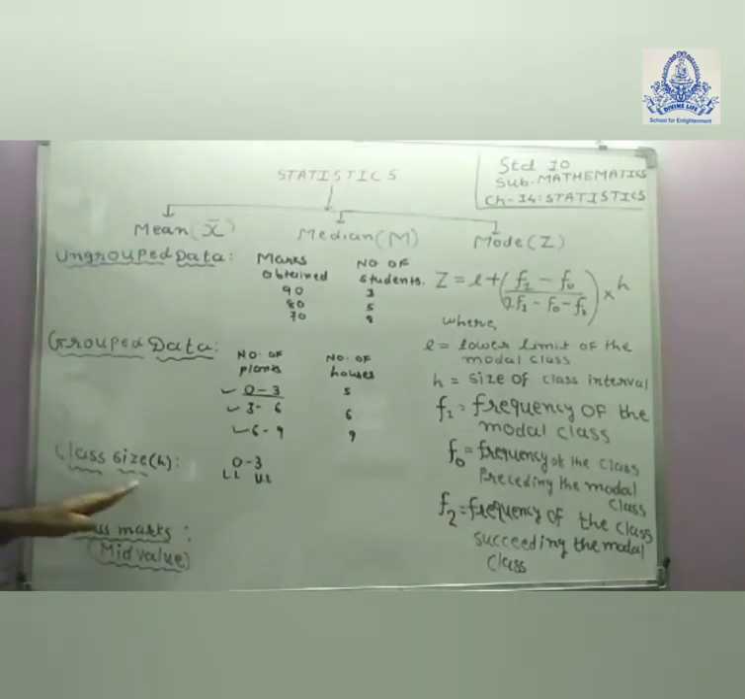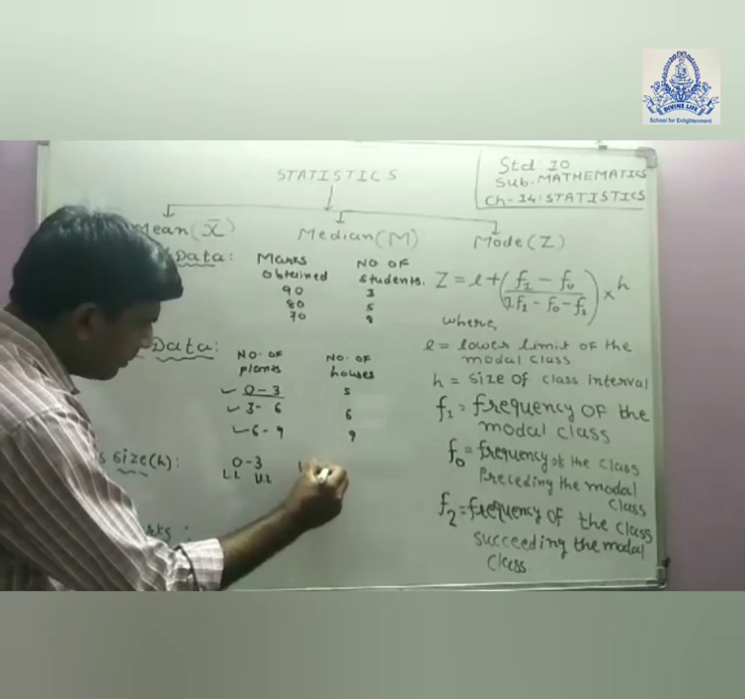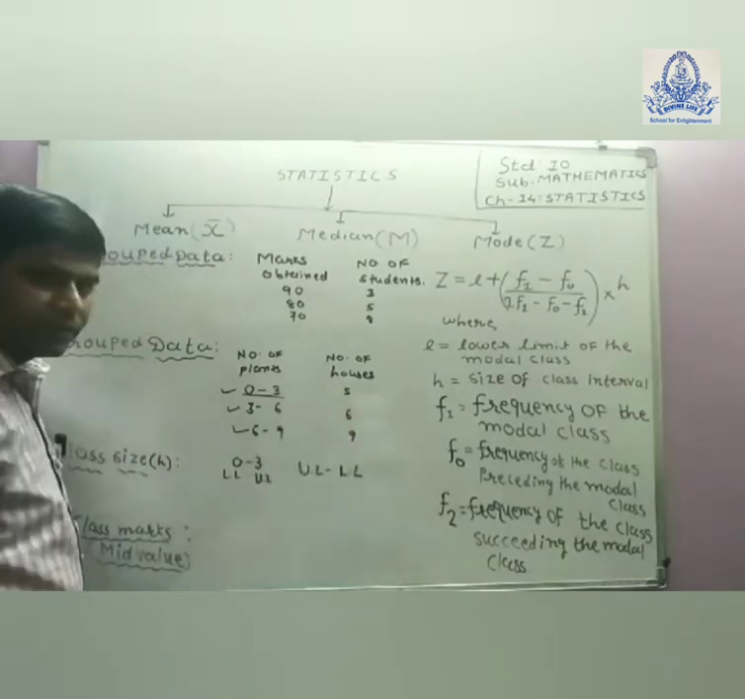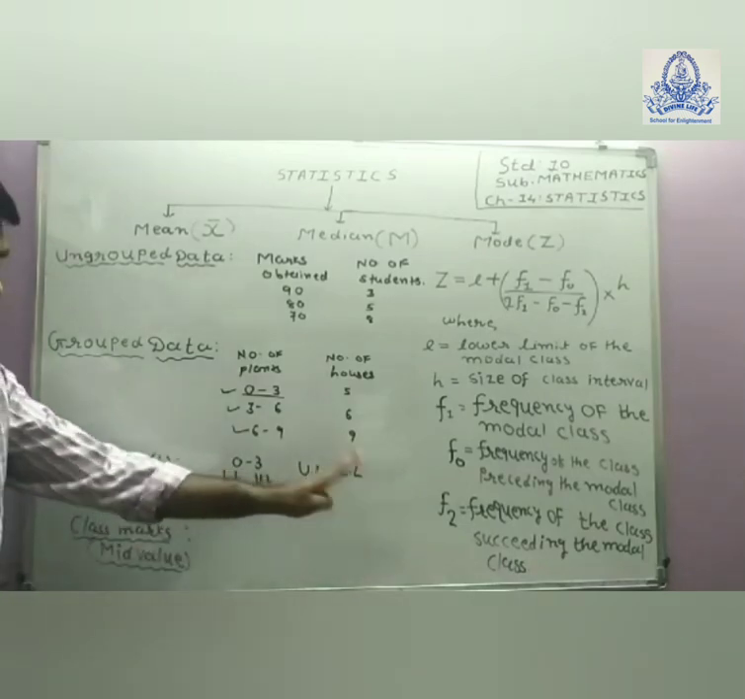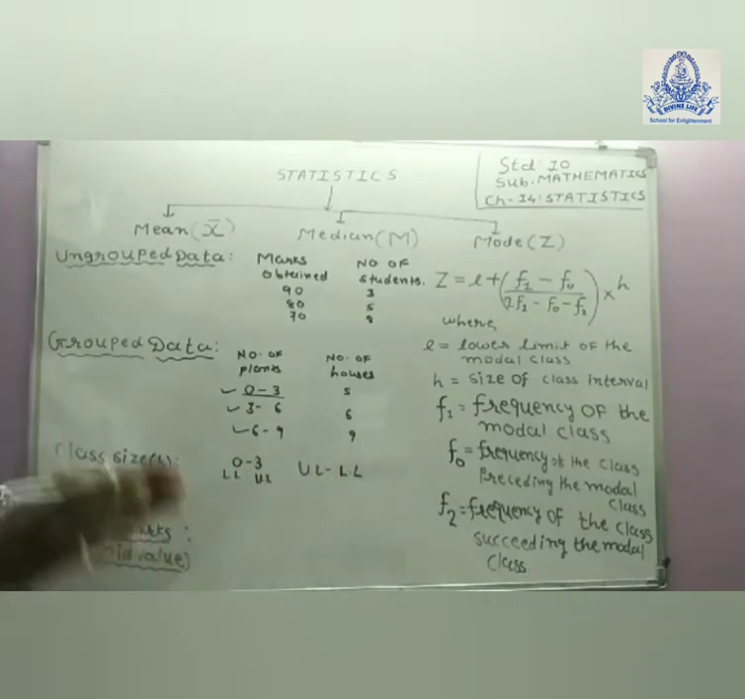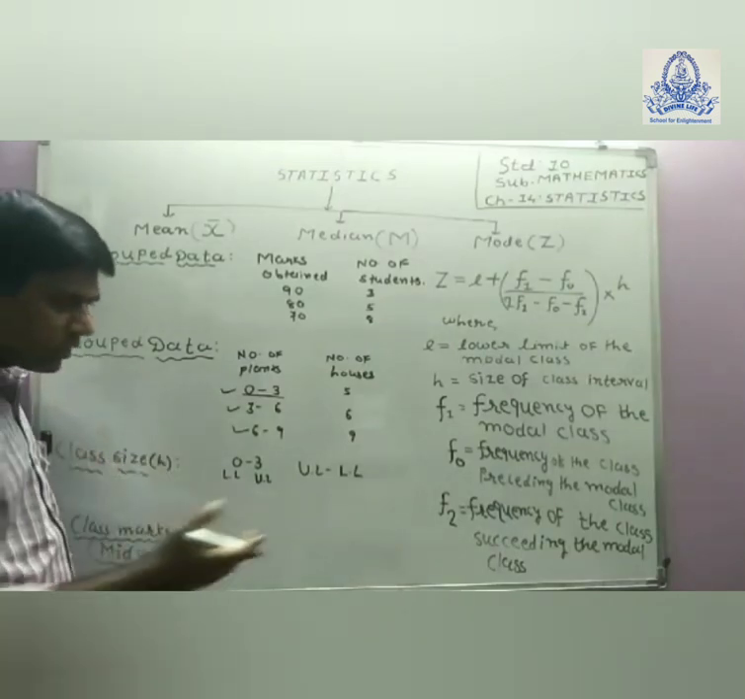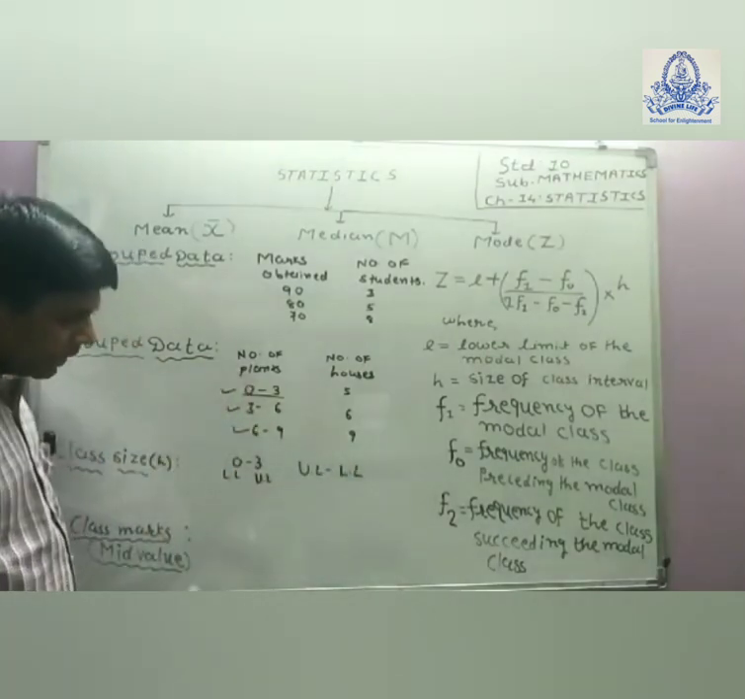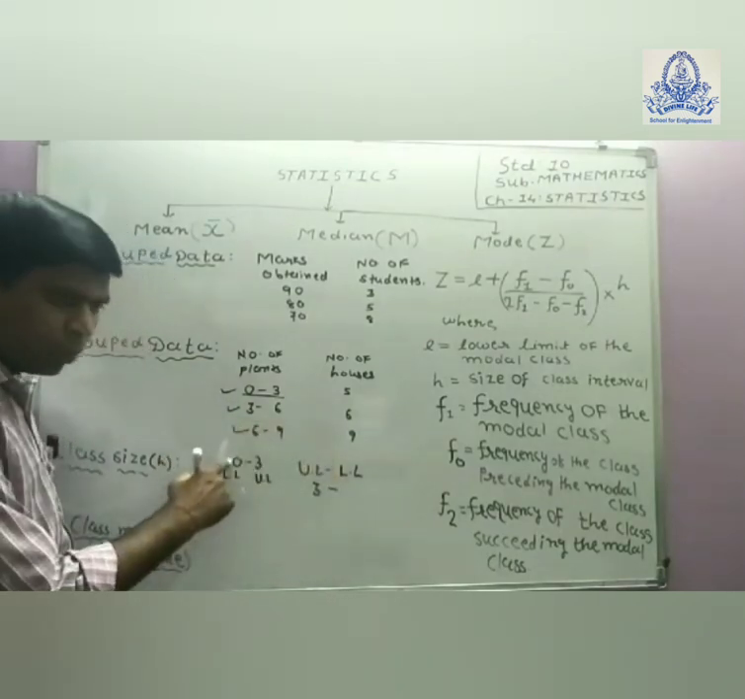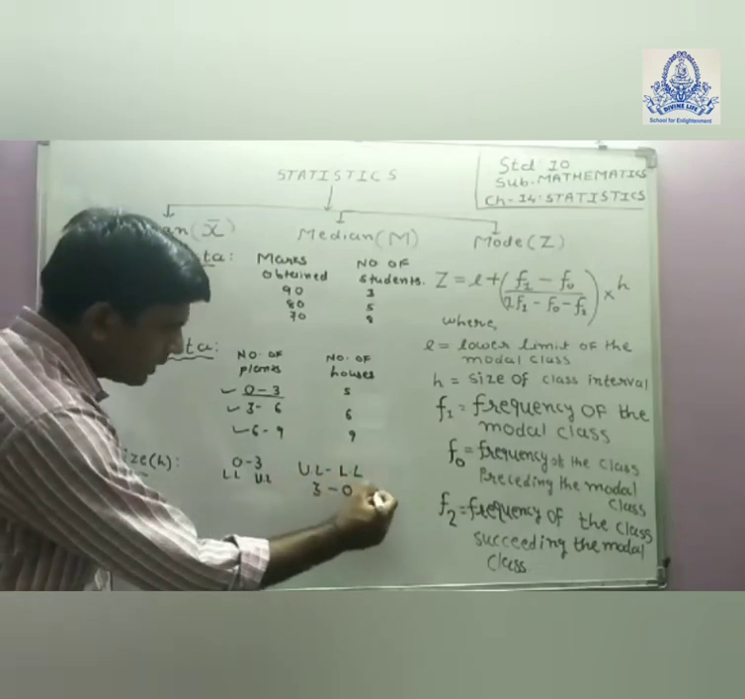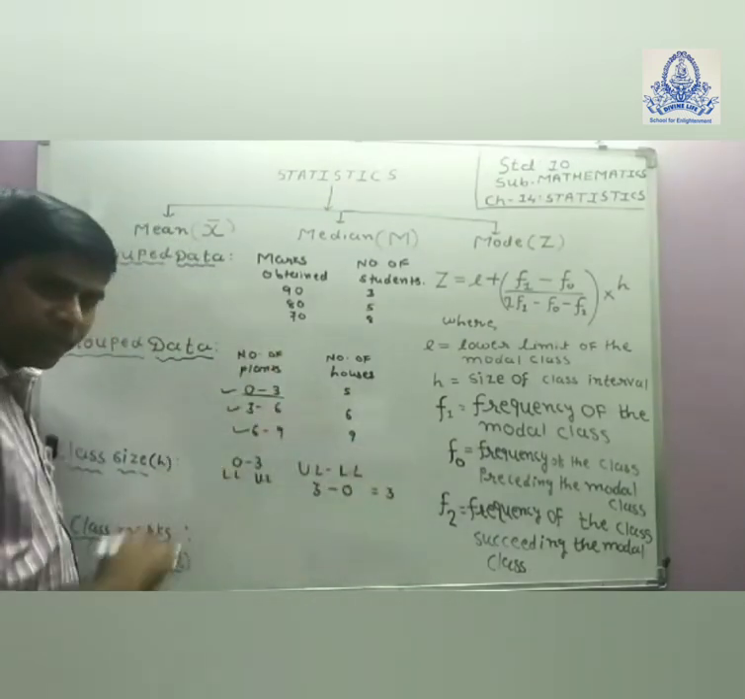If you want to find the class size, then the formula is upper limit minus lower limit. So if you want to find the class size of any class interval, you have to subtract the lower limit from the upper limit. Here upper limit is 3, minus lower limit 0, so your answer is 3. So the class size of the class interval 0 to 3 is 3.